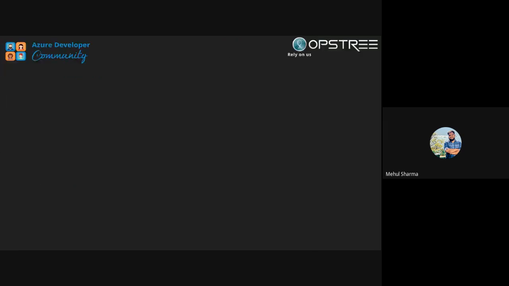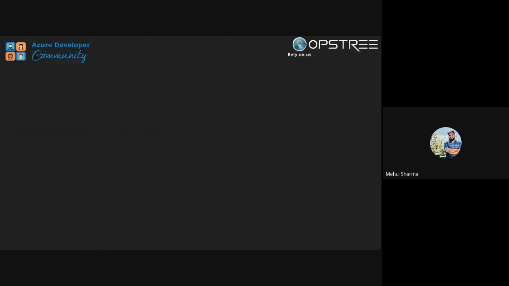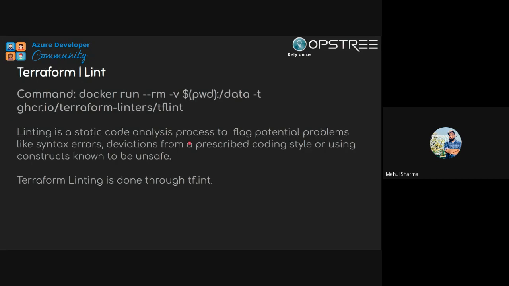Any question, anyone? Feel free to stop me in between. Validate is nothing but validating if we have made any syntax error, right? Like if instead of a string we pass something else, that kind of thing. So you can do that with just terraform validate. At that time you can see if there is any error or not. Then lint is what somebody was asking. It's basically the command that I was showing you, the Docker command. So we are using Docker run. I'll show you the repository link in the end.